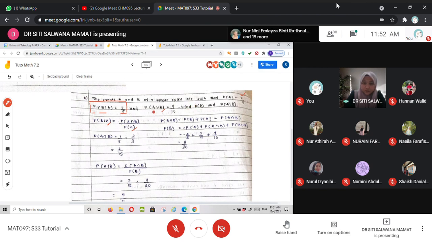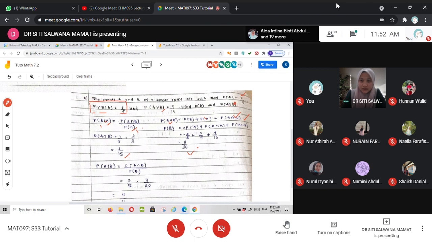It already has the union. By using this, the intersection is 2/5. It has given the information for this one, and this one is also given. You find the intersection by using the addition rule. This is given, this is given, and this is also there. Then we get the probability of B, 11/30.